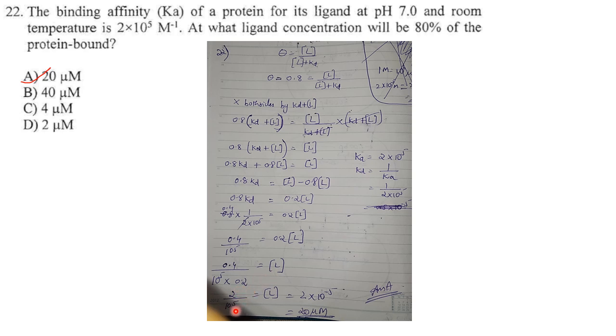2 by 10 raised to 5 is equal to concentration of L, that is equal to 2 into 10 raised to minus 5, or 20 micromolar. So the answer here is option A, that is 20 micromolar.